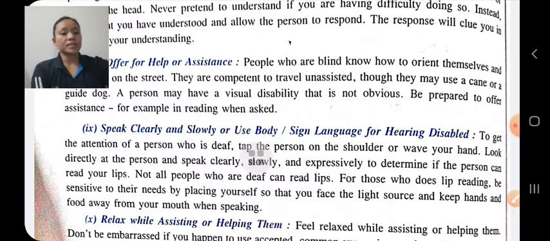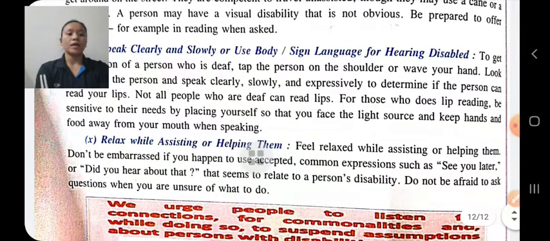Relax while assisting or helping them. Whenever you help disabled persons, be relaxed. Don't feel embarrassed if you are helping others. Common expressions such as "see you later" or "did you hear about that?" may seem to relate to a person's disability. Do not be afraid to ask questions when you are unsure of what to do. So always feel relaxed when you help a disabled person.